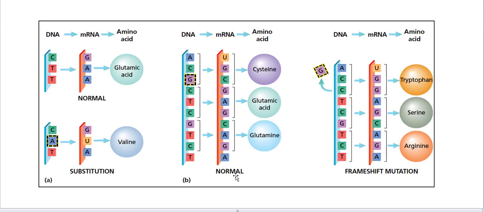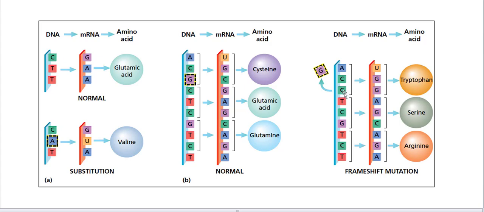This is an example of frameshift mutation, type of deletion. This is normal DNA. When this normal DNA is transcribed to mRNA, the mRNA is then translated to amino acids. The first amino acid is cysteine, second amino acid glutamic acid, third amino acid glutamine. Normal 3 codons, normal 3 amino acid sequence, normal DNA.